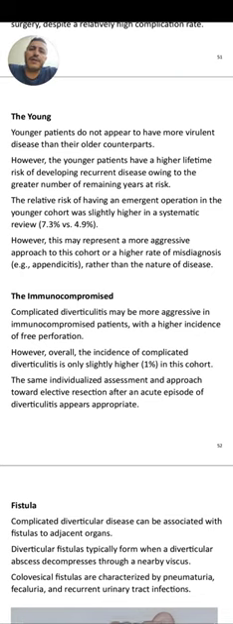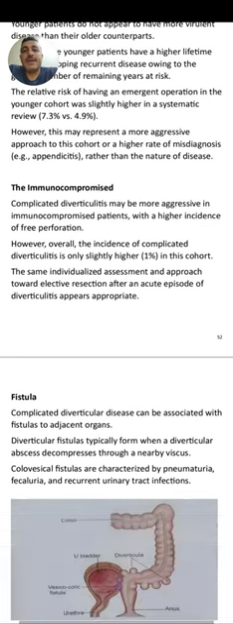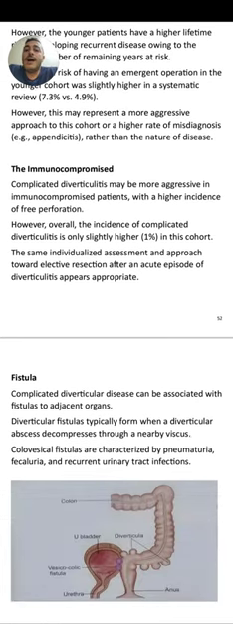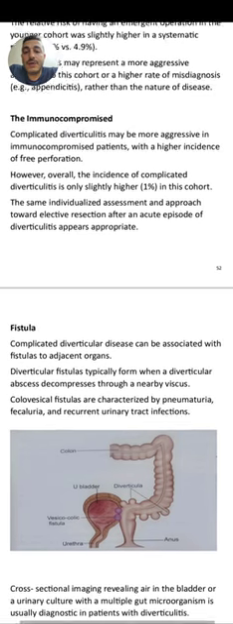The young, as we mentioned, are more likely to be associated with chronicity, with multiple recurrences. So surgery could be after the first, even after the first episode alone. And also, it is a matter of individualization. The immunocompromised is expected to have a higher incidence of recurrence and complication, and the threshold for surgery should be low.